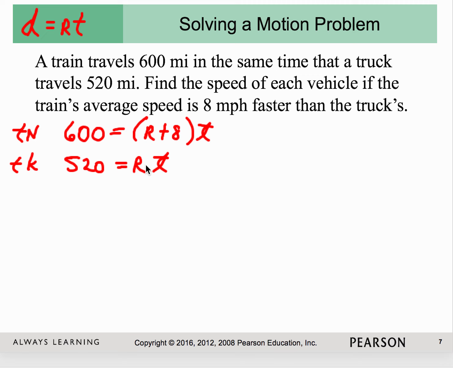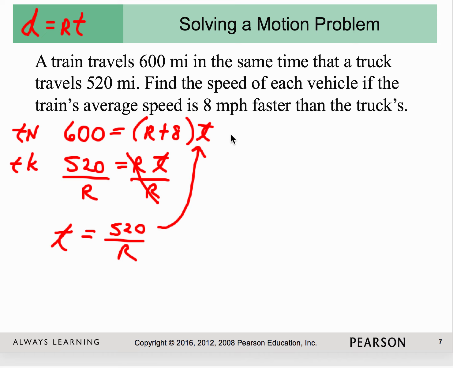See how these are hooked together with multiplication? So I got to use substitution. I'm going to solve this bottom one for t, and then I can plug it in right there. If I divide this by r, then the truck is t equals, well, actually t is the same on both, so t is 520 over r. Let's plug it in right there. So now we have 600 equals r plus 8 times 520 over r.